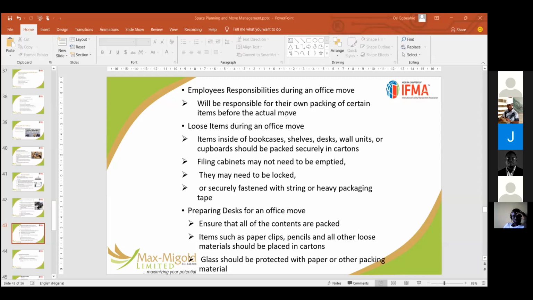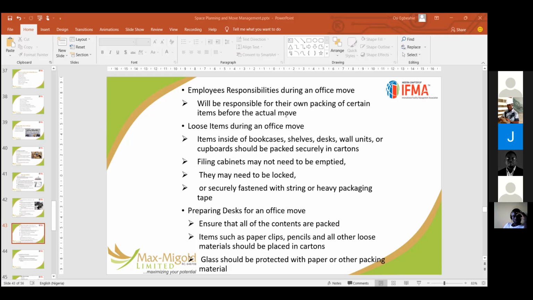Items during an office move. Items inside the bookshelves, bookcases, shelves, desks, wall units, or cabinets should be packed securely into cartons. Filing cabinets do not necessarily have to be emptied. They may just be locked up or secured and fastened with heavy packing tape.